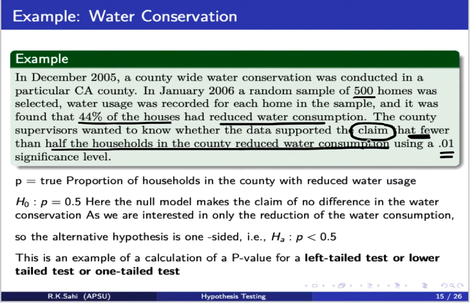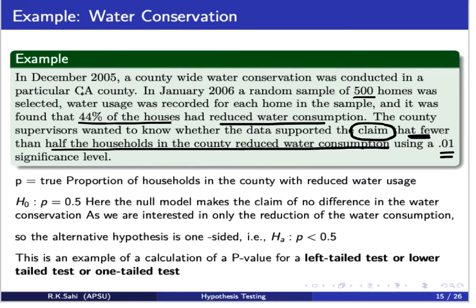Okay, what are we claiming? Like, which parameter are we working with? Then you look around and you do not see the word mean or average at all. And then you see there are percentages. Oh, that means we're looking at proportions. Also, when you read this problem, they say 44% of the houses had reduced water consumption. So these are some giveaways: oh, we're doing the hypothesis testing for the population proportion here.